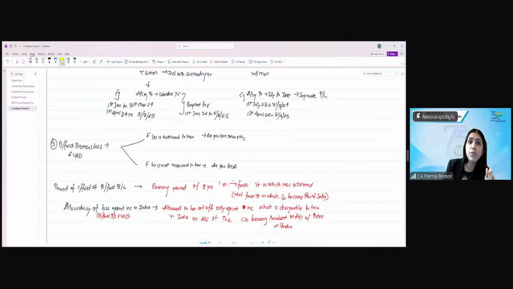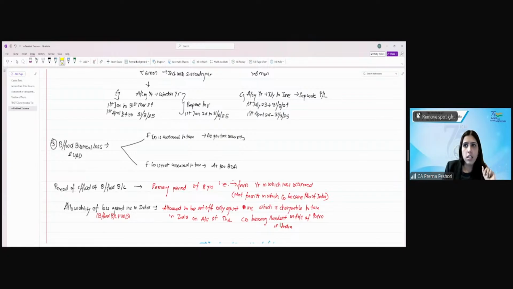Are we clear? It's not that you will get the 8 years from the year in which you became resident. You will get it for the balance period only. So total 8 years you will get, as you get it in India.